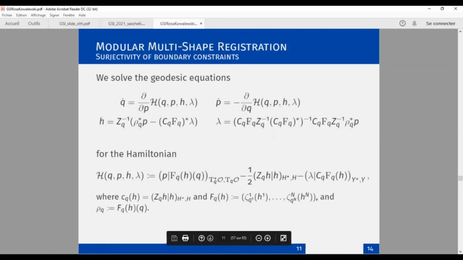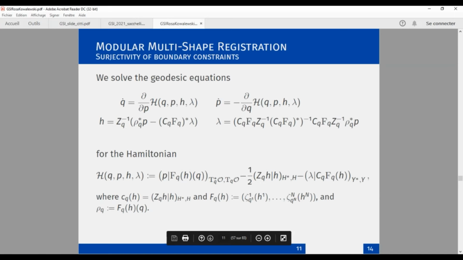So to solve this problem in practice, we use a Hamiltonian approach. Solving the previous optimization problem is equivalent to solving the geodesic equations for the Hamiltonian, which is obtained by the Legendre transform of the Lagrangian energy function and the Lagrange multiplier term for the object boundary constraints. In this notation, the star stands for dual operator and the bracket notation stands for the dual pairing. So for sufficient regularity assumptions on all the functions, the set of equations has a unique solution for each initial value for Q and P.